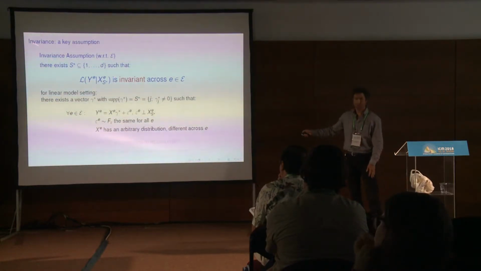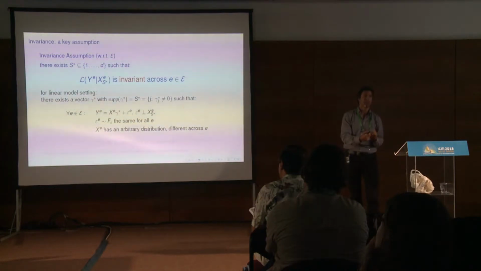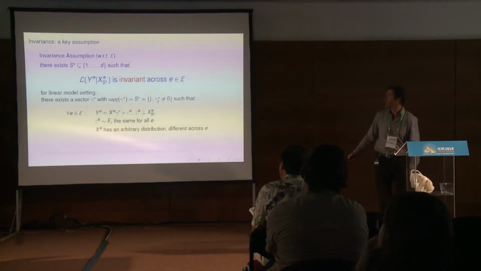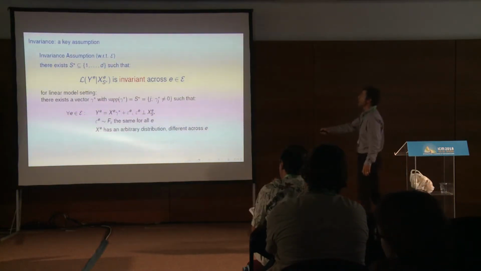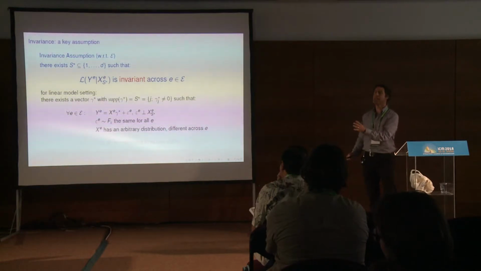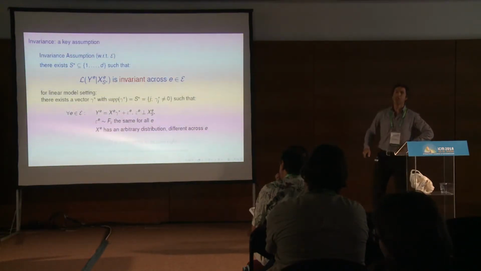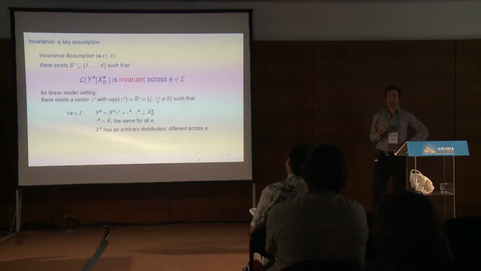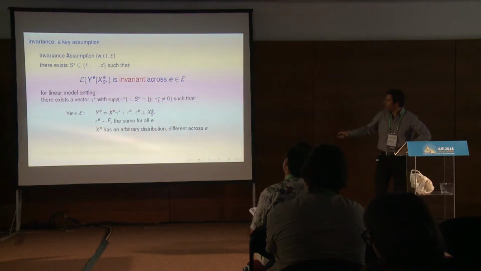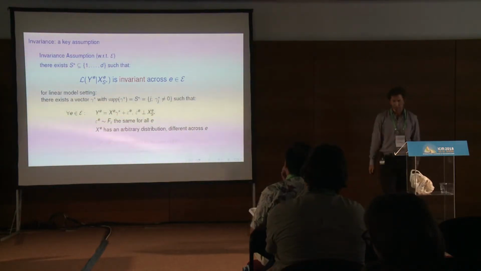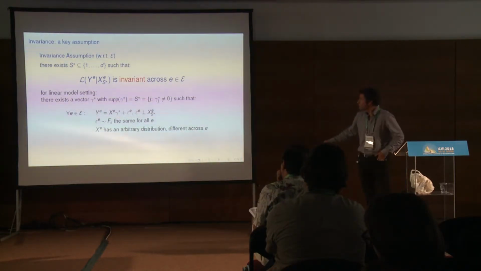There exists a set S star. This is a subset of the covariates. So my covariates are indexed by 1 to d, so this is a subset of my covariates, such that if I look at the conditional distribution of y given x S star, I condition on S star, this conditional distribution is invariant across the perturbations. Okay?